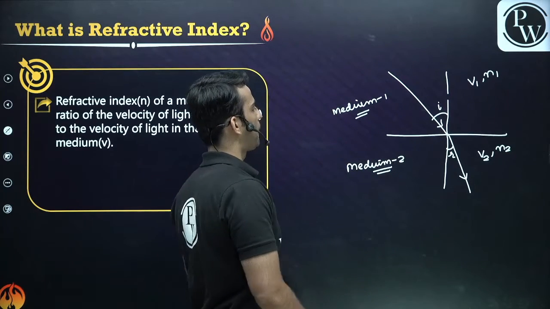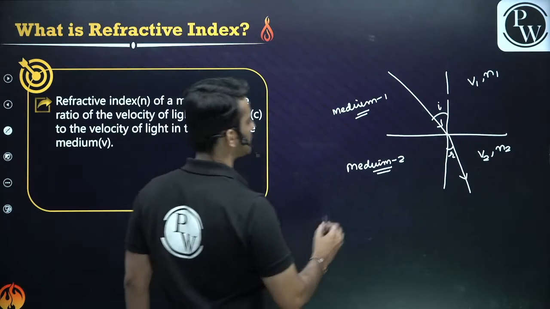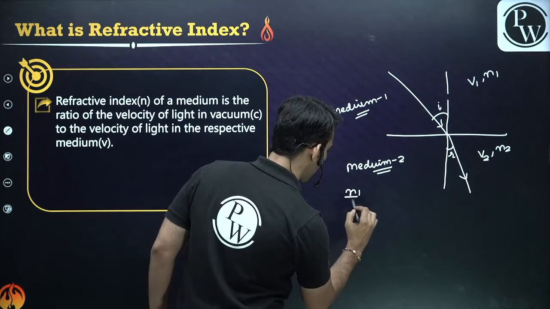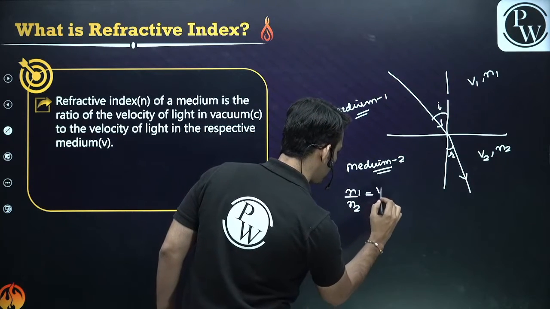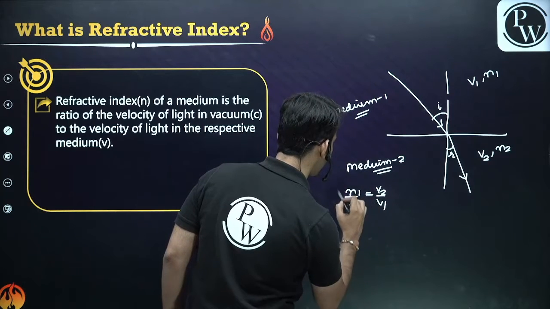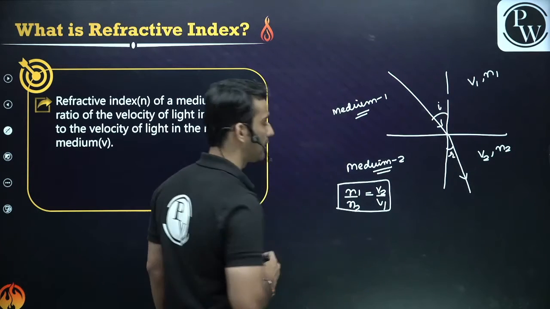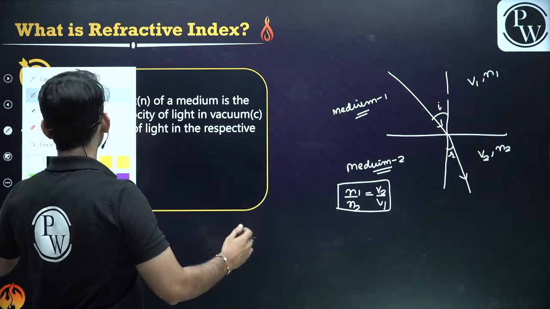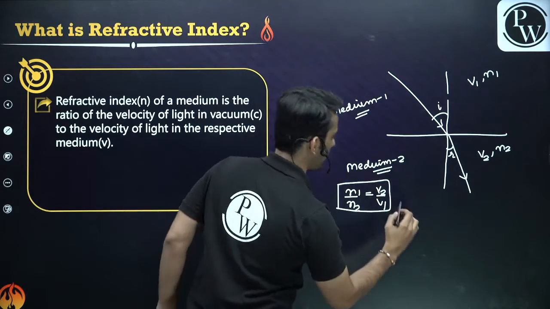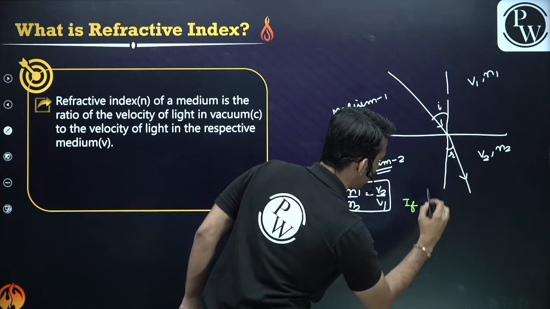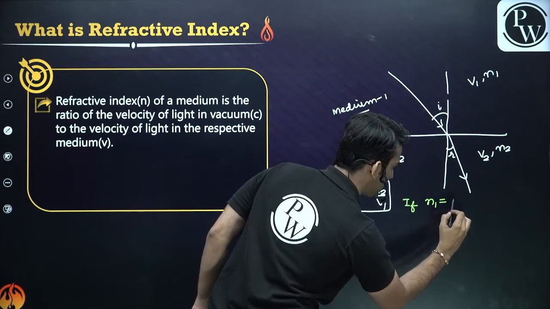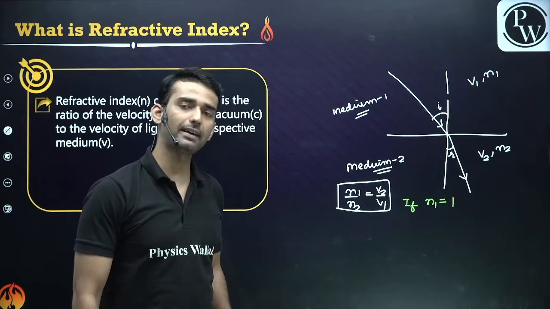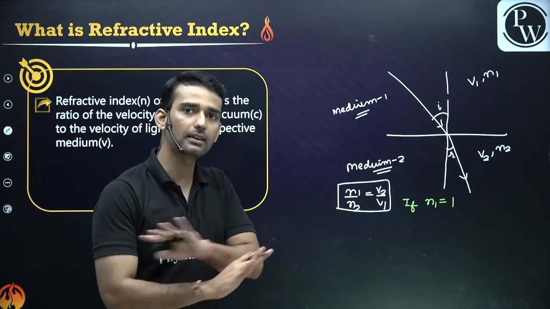Clear? Okay. So what is refractive index, guys? Just recall this formula: n1 by n2 is equal to v2 by v1. This is the formula you should remember. But what if the first medium is air? If the first medium is air, n1 will be equal to 1, because the refractive index of air is 1. It does not bend the light ray.